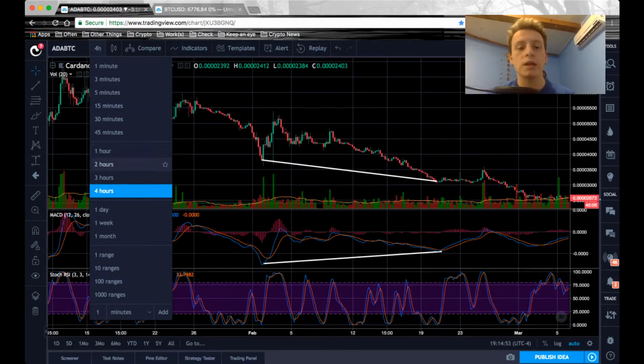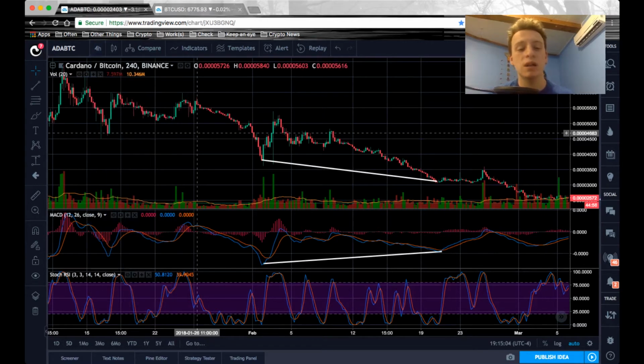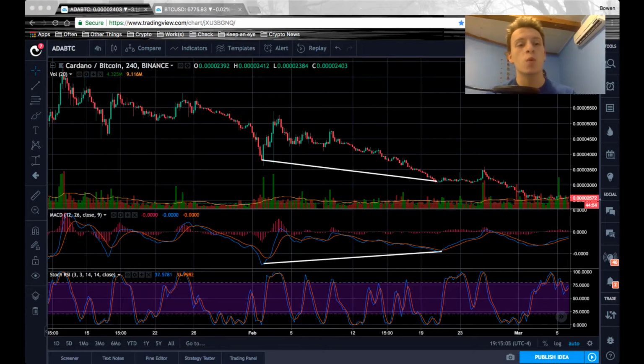Although I will show you guys some examples, off the cuff, of 1 hour and 30-minute inaccurate and accurate divergences. But just to briefly cover what divergence is: when the price does one thing and an oscillator does a different thing. So if the price goes up and the oscillator is going down, that's divergence. And there are 4 types of divergence.